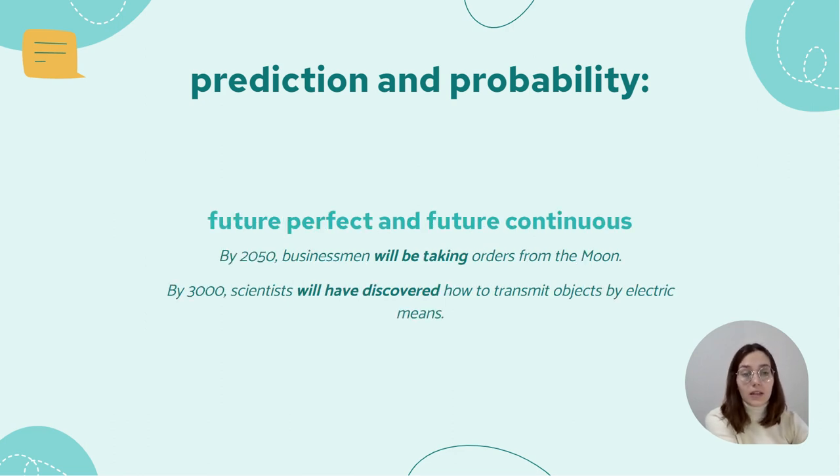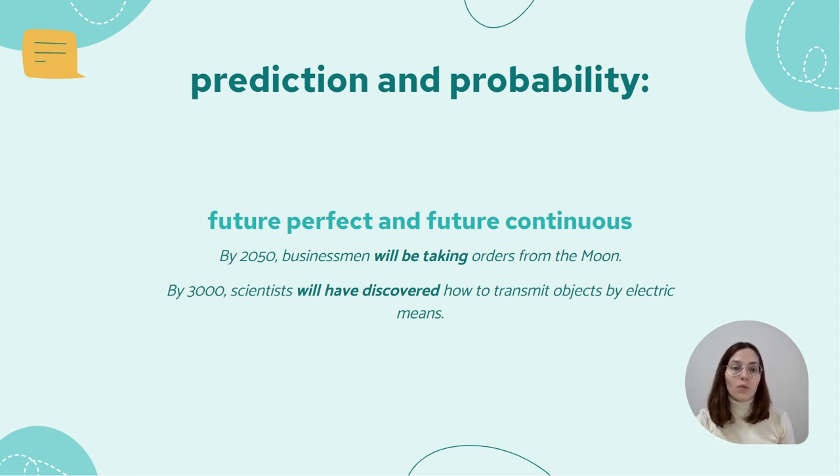And last, when it comes to verbal structures, I bring the tenses future perfect and future continuous. Future continuous will be the first example in which I have the verb to be and the verb in the ing form. By 2050, businessmen will be taking orders from the moon. Maybe. And by 3000, scientists will have discovered how to transmit objects by electric means.